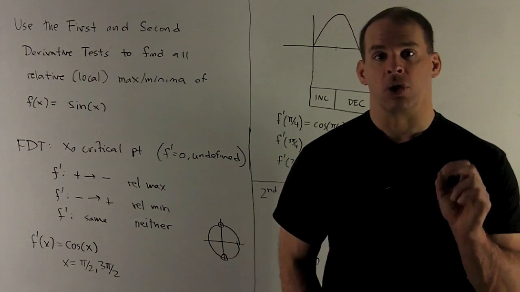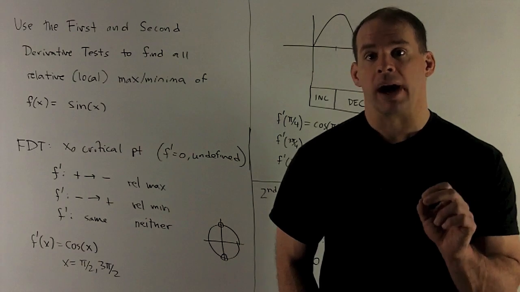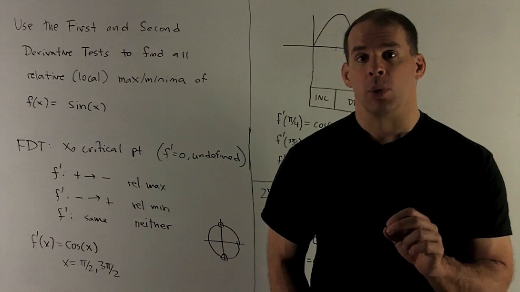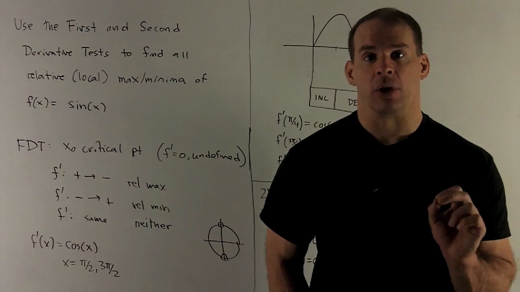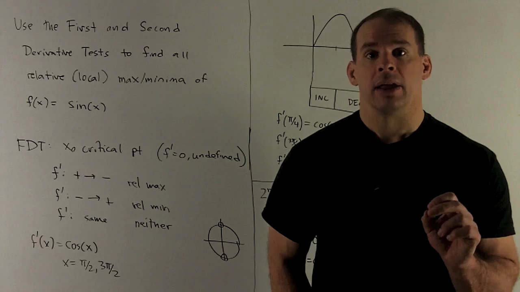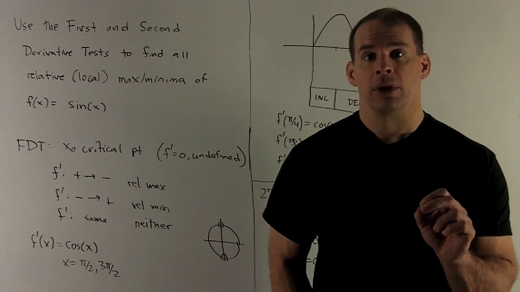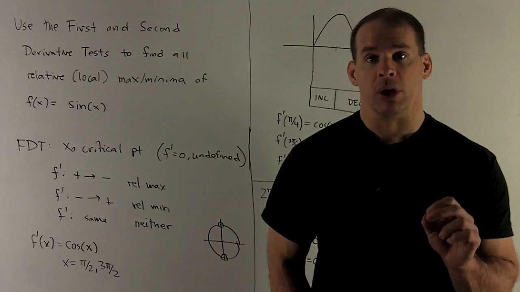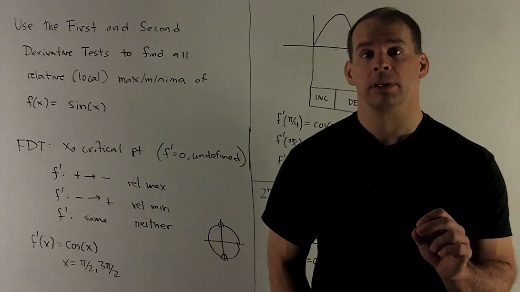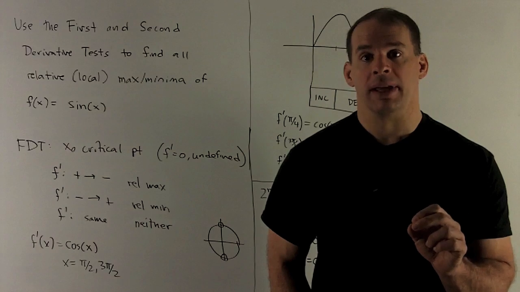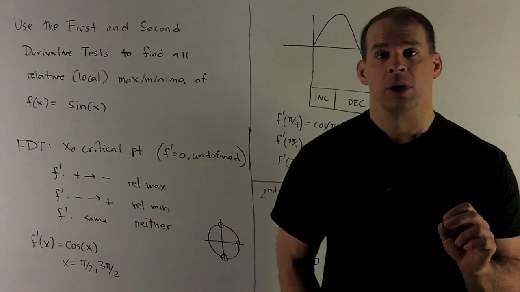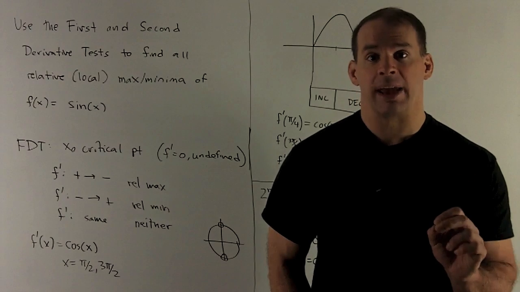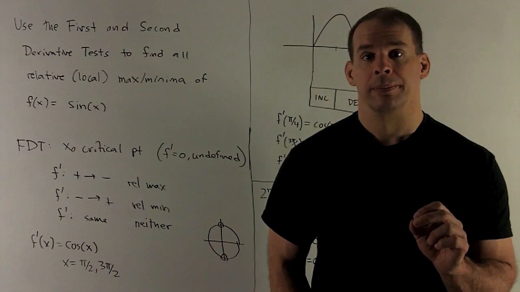This says if I have a critical point, that's where the derivative is equal to 0 or where it's undefined. We're going to check the first derivative on each side of the critical point. If there's a change of sign going from positive to negative in the derivative, then I'm looking at a relative maximum. If the change of sign goes from negative to positive, we're going to have a relative minimum. And if the sign stays the same, we're going to have neither.